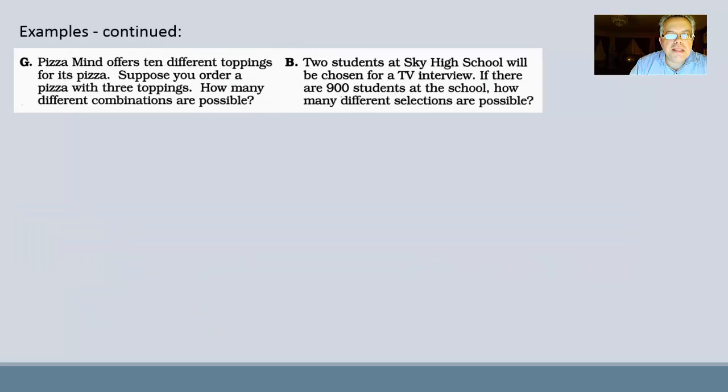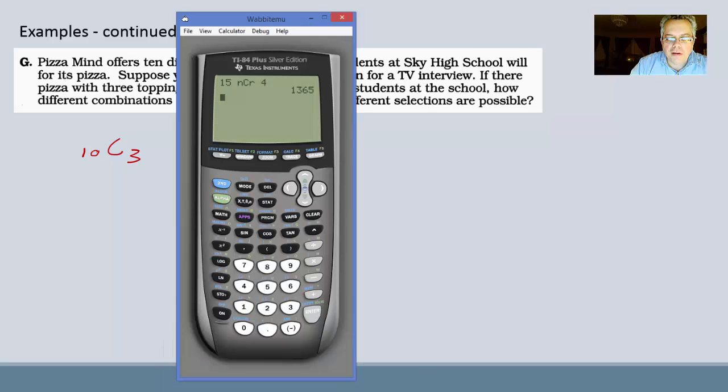Pizza Mind offers 10 different toppings for its pizzas. Suppose you order a pizza with 3 toppings. How many different combinations are possible? This is actually a very practical math formula we're using. So we're interested in 10, choose 3. Okay, I don't know what that is, so I'll go back here and figure that out.